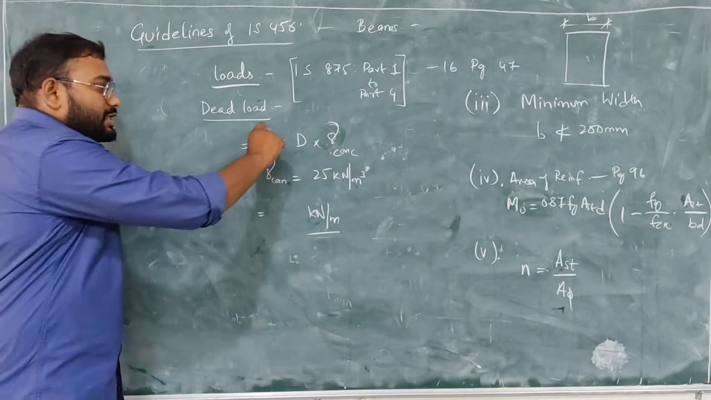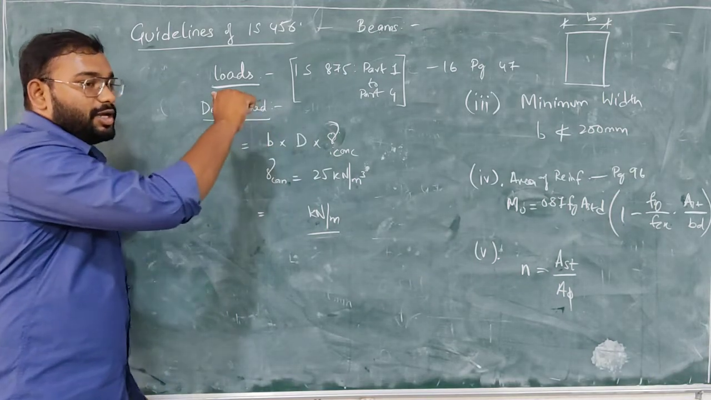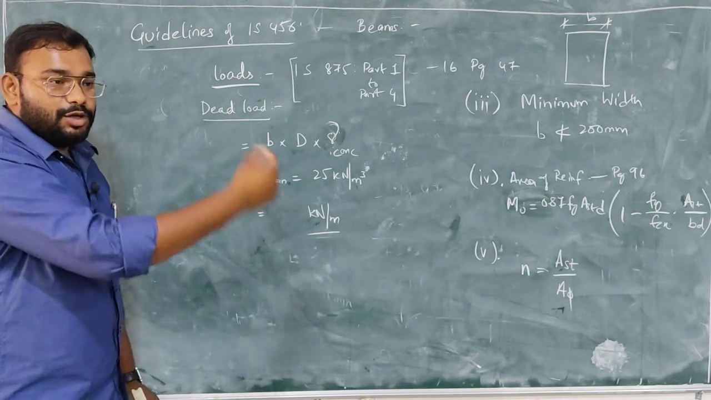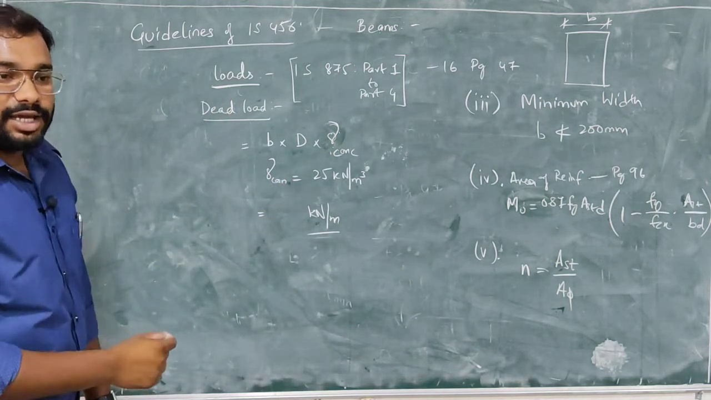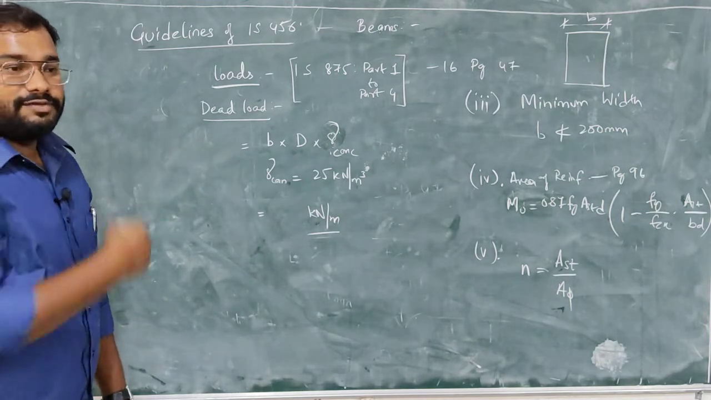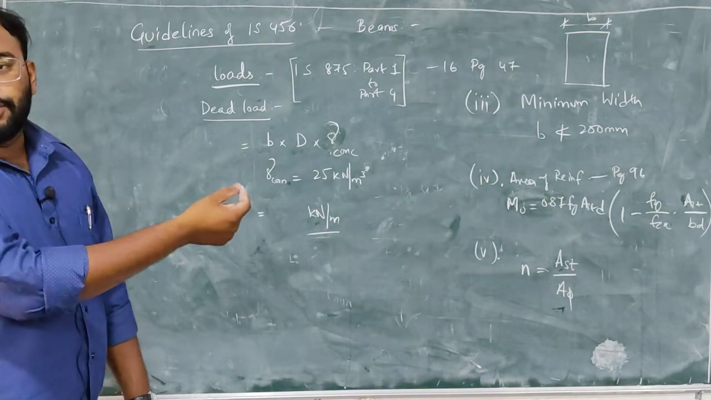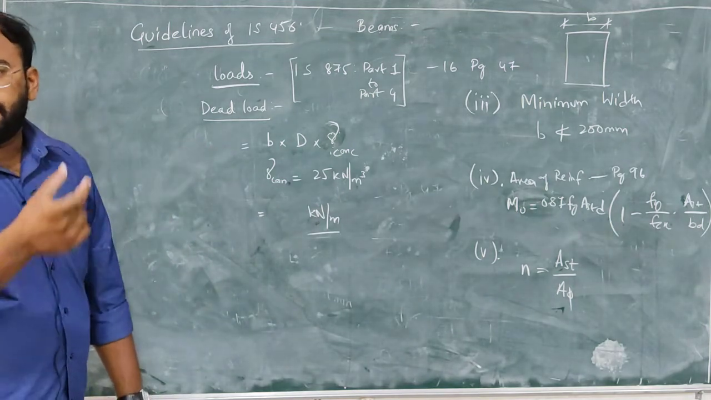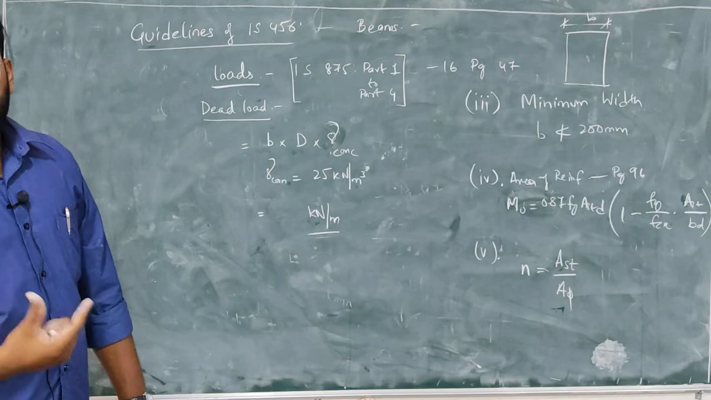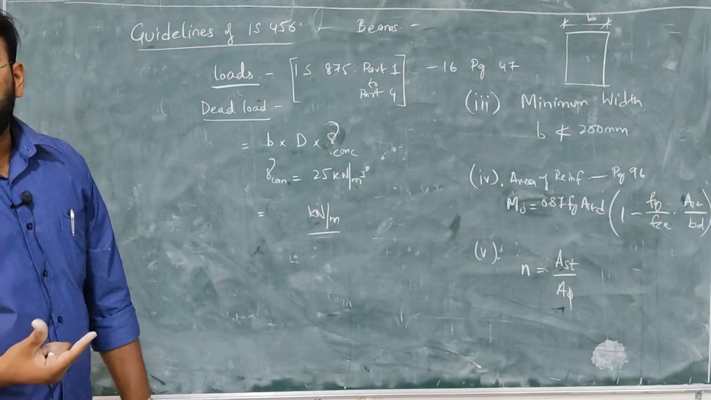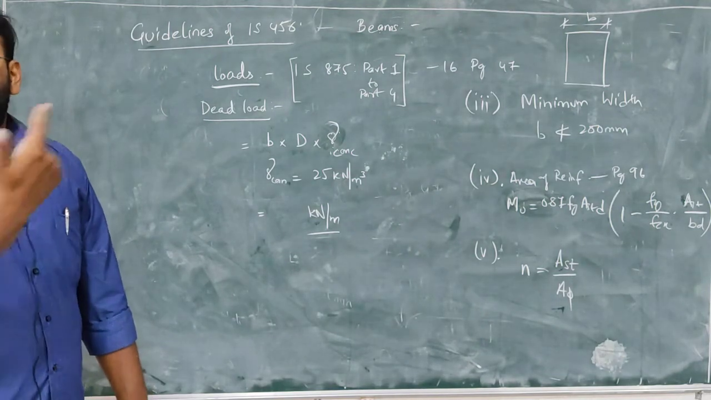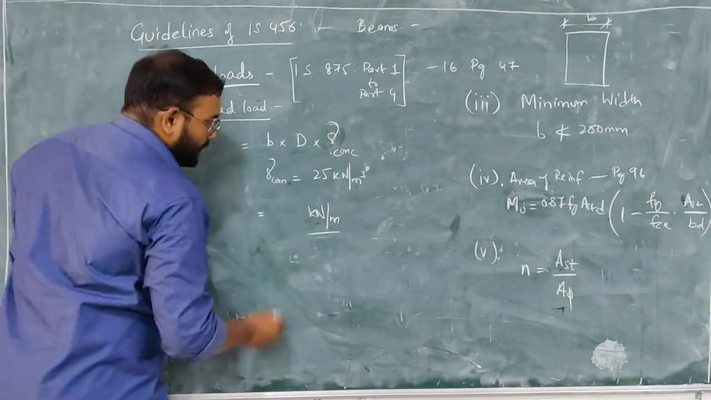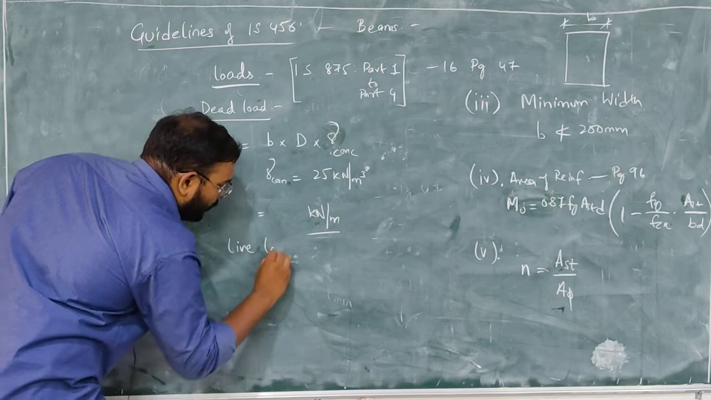So first assumption is you need to assume what b and what D. Design is completely a cyclic process. You make some assumptions, then you come to the checks. If checks are okay, assumptions are correct. If checks are not satisfied, assumptions are wrong. If you assume b and D, you will calculate AST. If AST is okay, the b and D assumed are correct. So this is dead load.